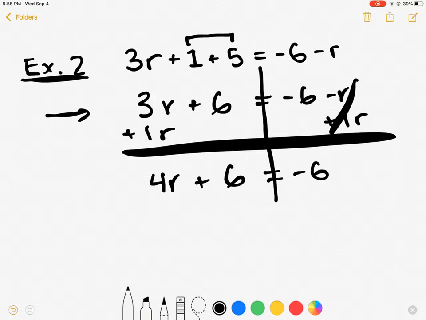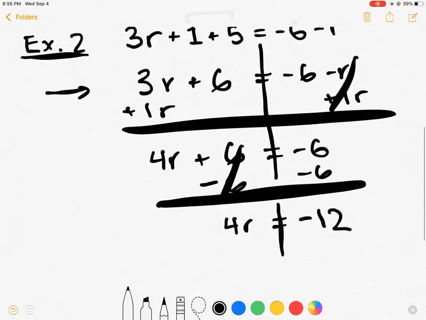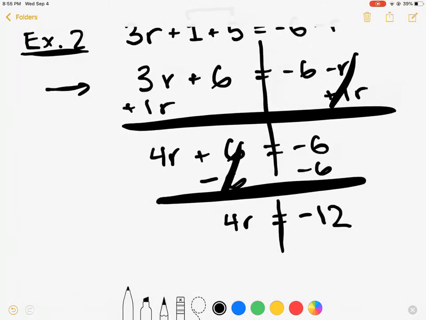We're trying to solve for r, so again, we want to isolate it and eliminate any constant on that left side of the equation. So we can subtract 6 from both sides, and that eliminates the constant term on the left. Then you're left with 4r on the left. On the right side of the equation, negative 6 minus 6 ends up giving you a negative 12. So it gets a little bit more negative when you subtract something from a negative number.